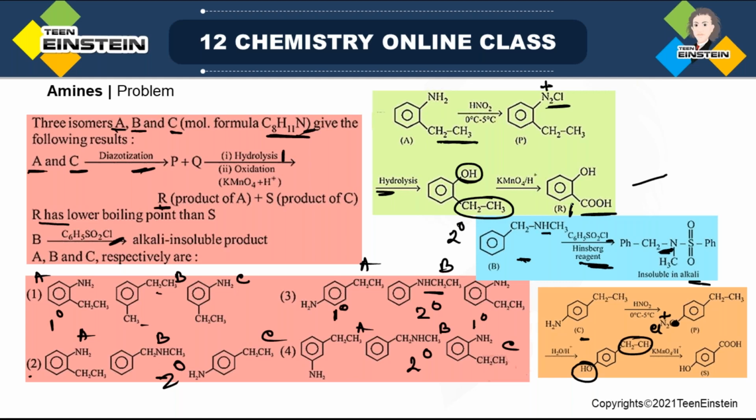Now this is mentioned as R, this is mentioned as S. Why? Because of this information. It is saying that R has lower boiling point than S. So these two are basically isomers. I am trying to say R and S, these two are isomers, only the position is different.